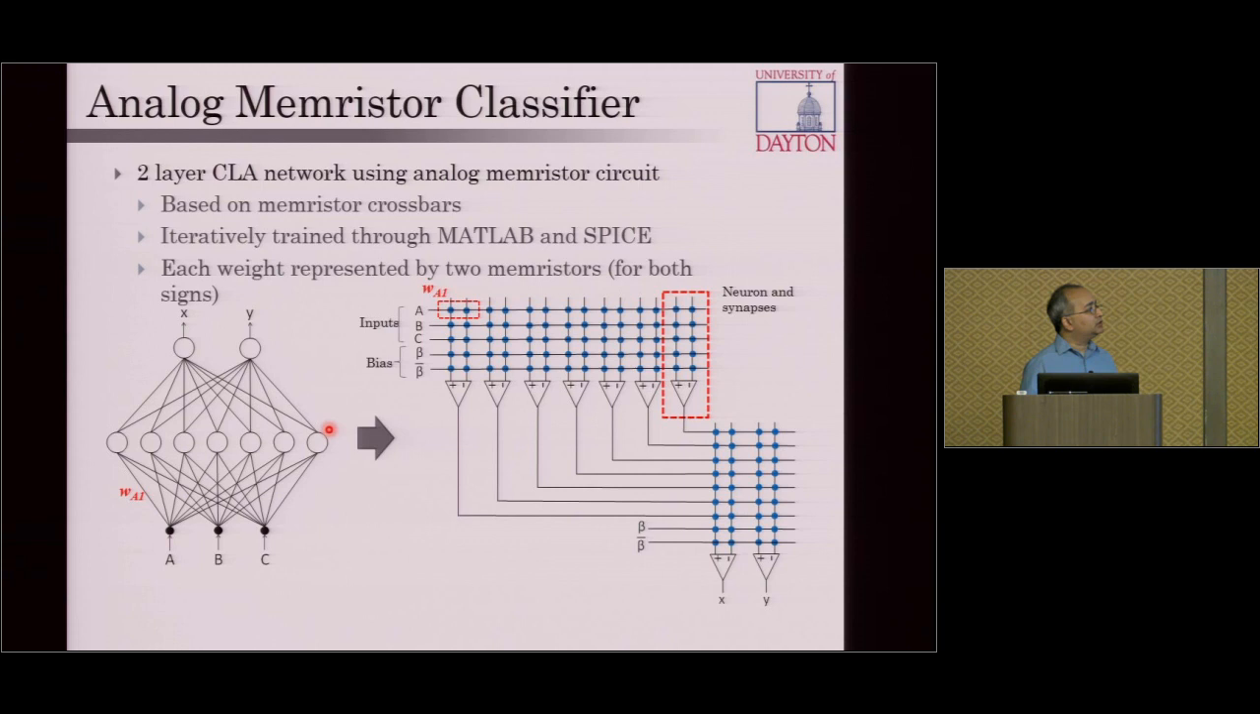So over here, we are using two memristors per synapse. So this weight over here, W A sub 1, is represented by two memristors. And I'll tell you in the next slide why we use two memristors. And one of these neurons over here is represented by this red dotted line or box. So over here, what you see is the first layer has seven neurons, and that's represented by these 1, 2, 3, 4, 5, 6, 7 comparators. These fit into the crossbar array for the second layer. And over here, you have two comparators to represent the second layer of neurons.